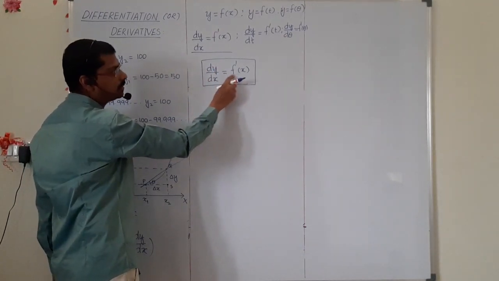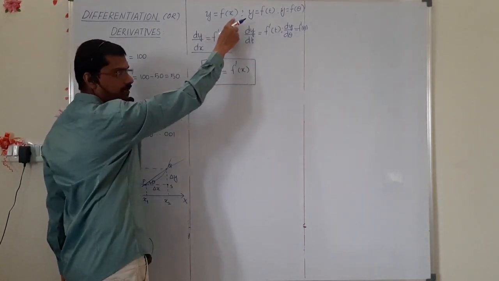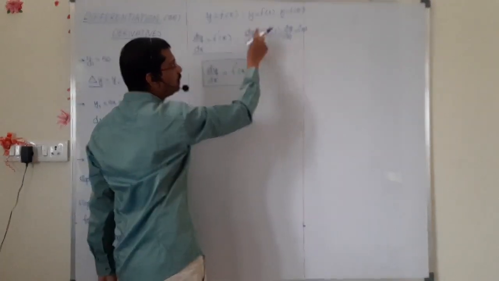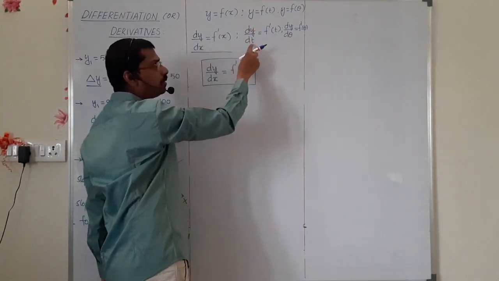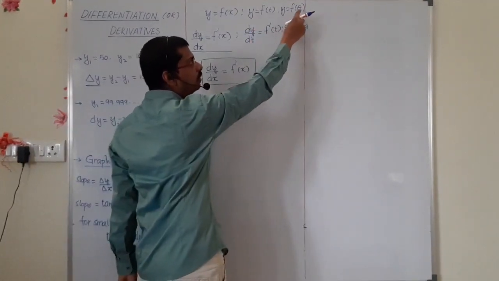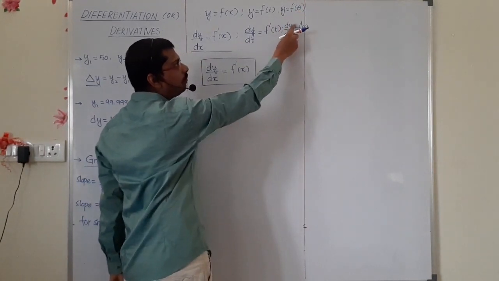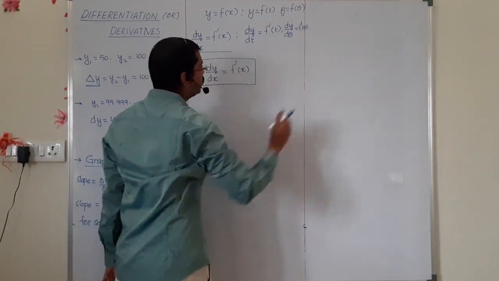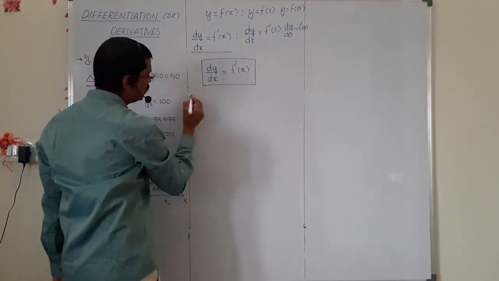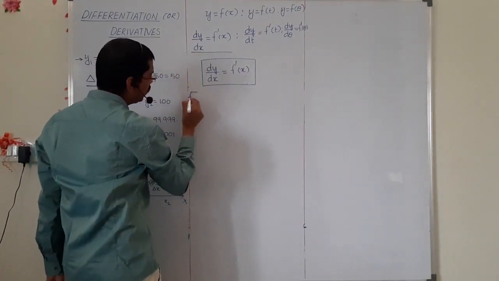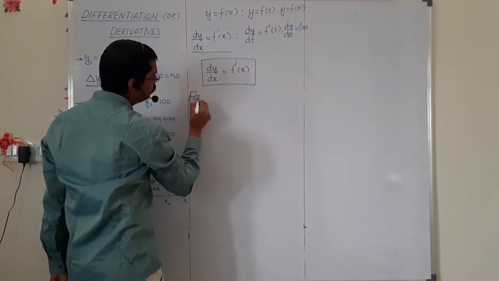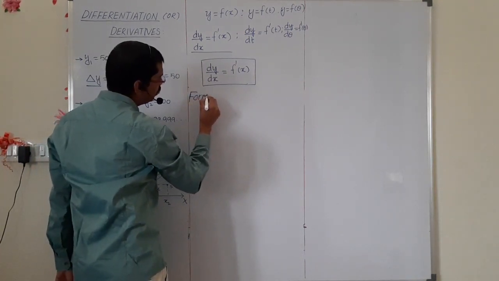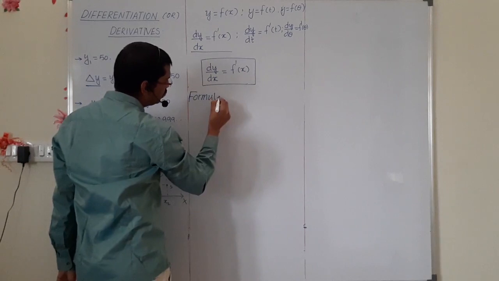Why? Because y is a function of x. If y is a function of t, the differentiation of y with respect to time. If y is a function of theta, the differentiation of y with respect to theta, now we have f dash theta. Now here are the formulas we have to discuss. Some important formulas. These formulas we can use in our physics.